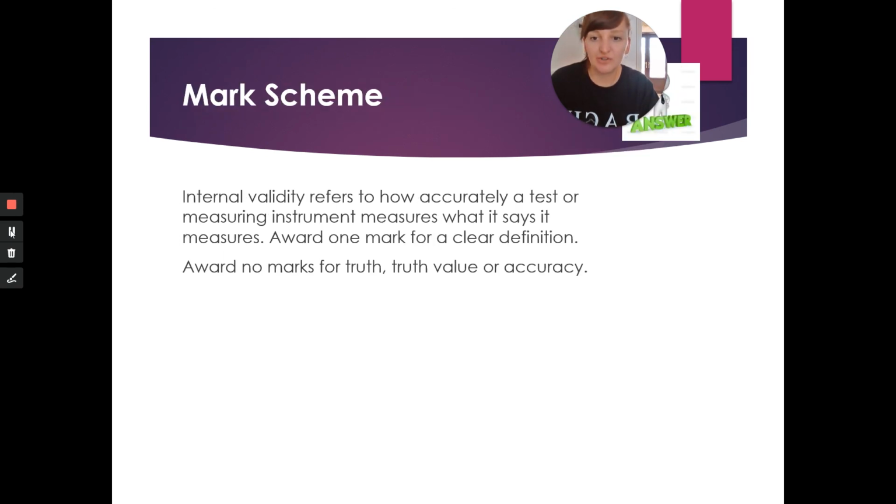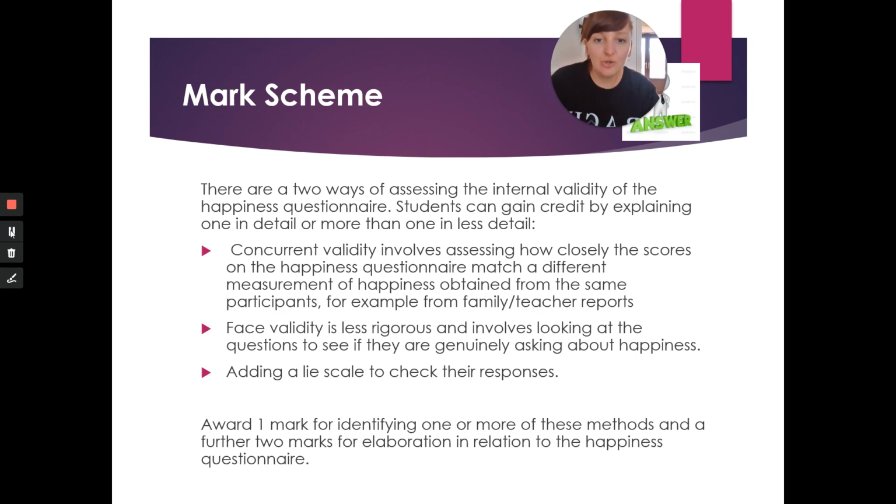So your 1 marker is just going to be something like, internal validity, how accurately a test measures what it should be measuring, 1 mark. 2 ways you can assess internal validity. You can use concurrent, so compare it to a similar happiness score, one that's already existing. Face validity, get an expert in who can just have a look at the general questions. Are they measuring happiness? Maybe even add a lie scale to check their responses.